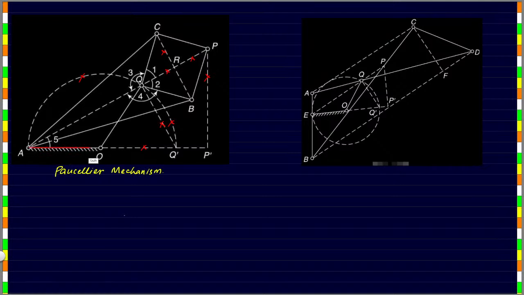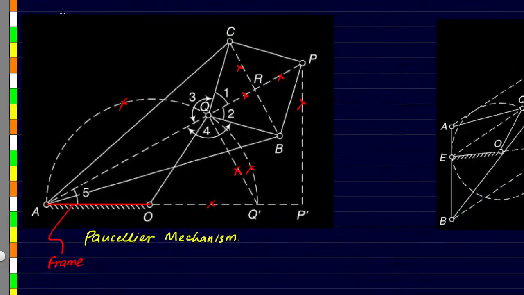And this link here, which is the fixed one, is called the frame. This one is the frame, which is the fixed link, and the other links are all moving links. Fine. So we have to count three things, right?